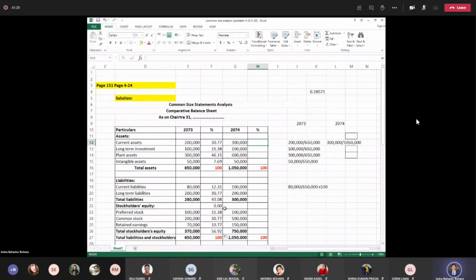12.31%, 30.77 percentage, 40.08 percentage, 43.08 percentage is the total percentage of liabilities. And similarly 56.92 percentage is the total of stockholders equity.